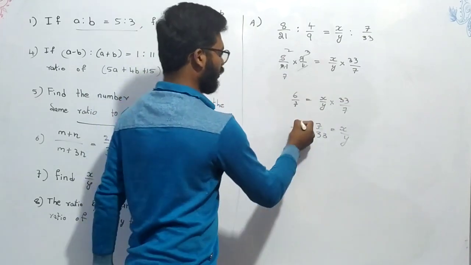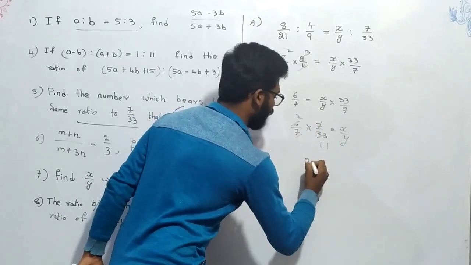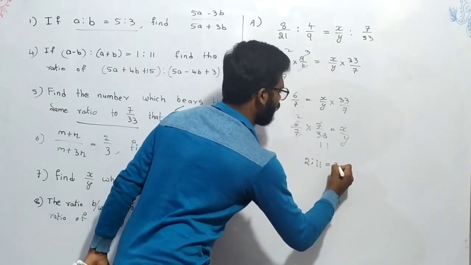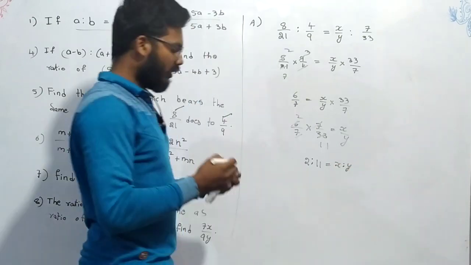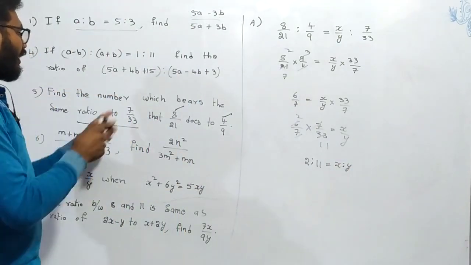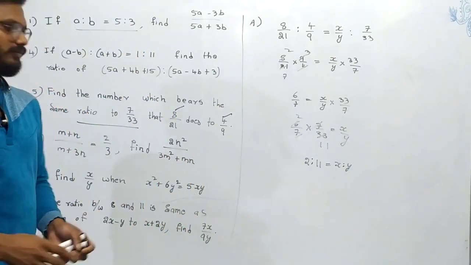This will come this side. So 3 twos are 6, 3 11s are 33, 7 7 cancel. So 2 by 11. So the required ratio is 2 by 11 or 2 is to 11. They are asking the number, so I can write 2 by 11. Next.